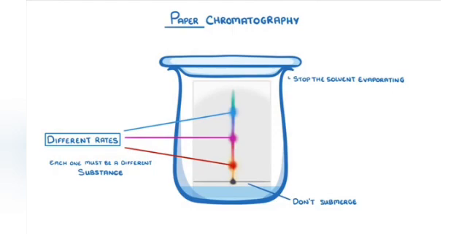However, if any of our chemicals aren't soluble in that solvent, then they won't be able to dissolve and move up the paper, so they'll just stay on the baseline.